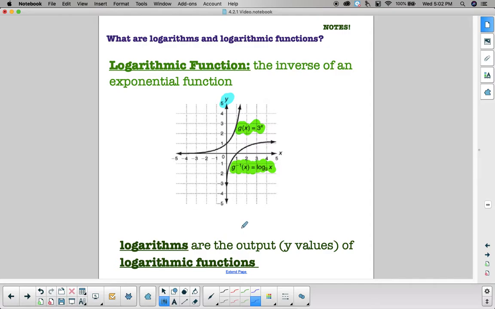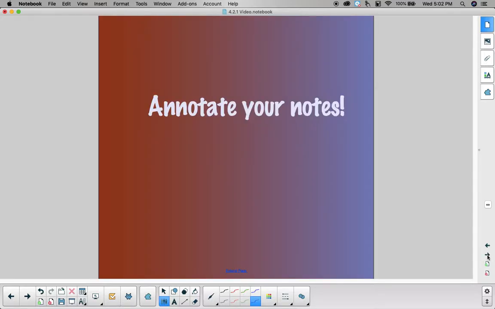In the next video, we'll be explicitly evaluating or rewriting equations and evaluating logarithms. At this point, annotate your notes.